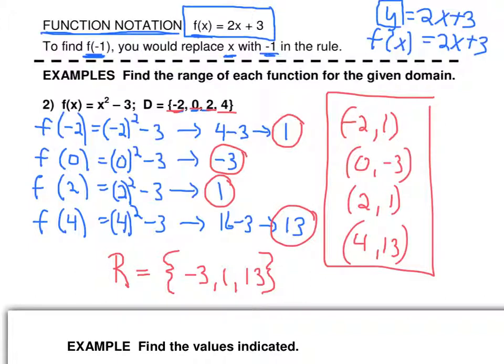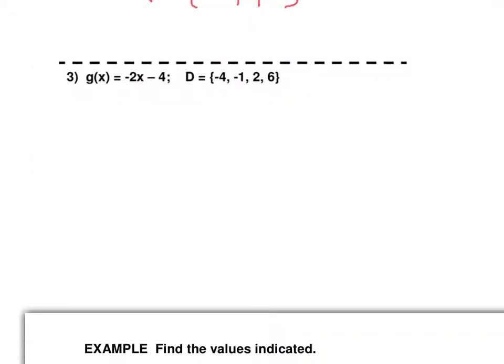All right, let's try another one. All right, so write this problem down in your notes. Now you'll notice something a little different is that instead of using F, they're using G. And sometimes they'll do that. It's still the exact same thing. You're taking the G of X, and it's the same thing as Y. So G of X is equal to negative 2 times X minus 4. And they give you the domain. And our job is to find the range.